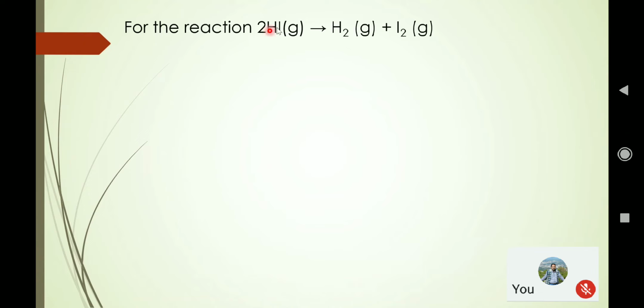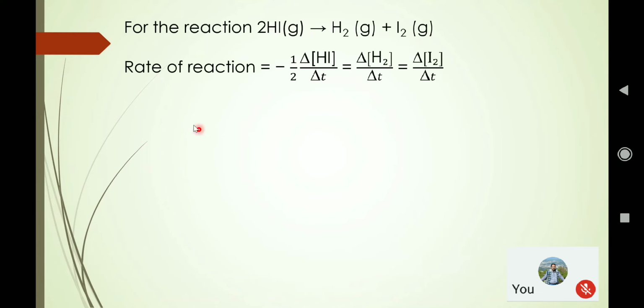So in this way, graphically we can explain the rate of formation of product and the rate of decrease in concentration of reactant. Now for example, for the decomposition of HI to form hydrogen and iodine, following this chemical reaction, the rate can be written as minus the concentration change of the reactant. Here hydrogen iodide has 2 moles participating in the reaction.